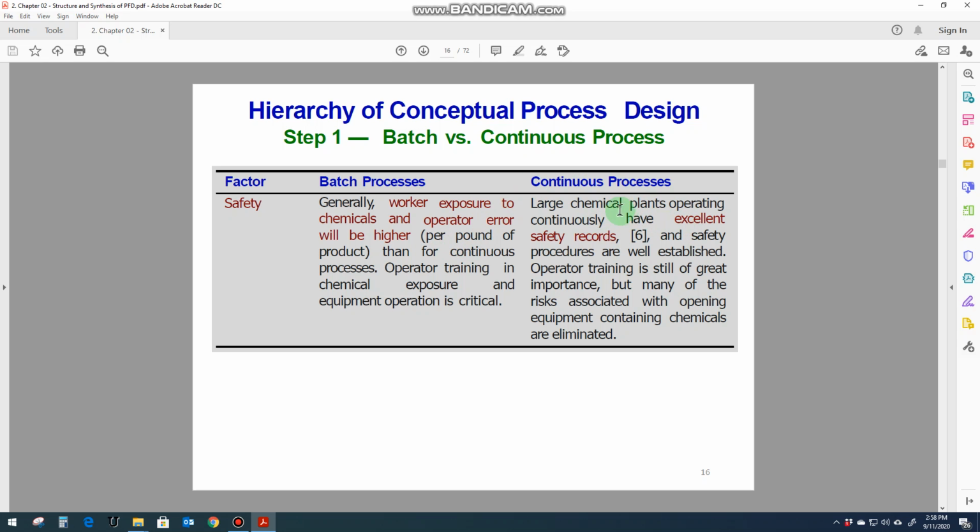In the continuous process, large chemical plants operating continuously have excellent safety records and safety procedures are well established. The operators don't have to come into contact with the chemicals again and again, and there is a specific safety procedure adopted whenever maintenance is required. Operator training is still of great importance, but many of the risks associated with opening equipment containing chemicals are eliminated. So the safety of the operators is usually high in continuous processes.